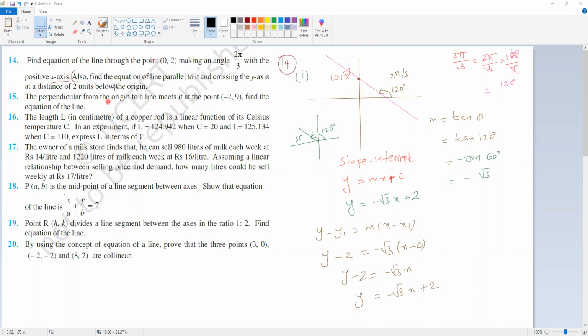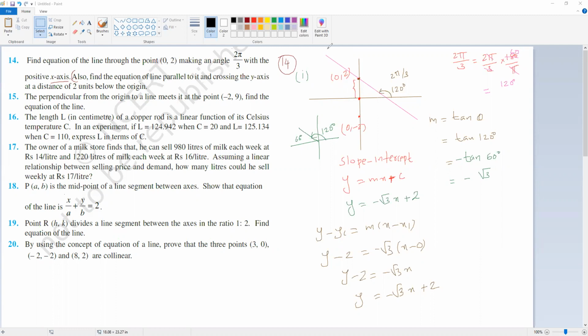Second part, find the equation of a line parallel to it. This line is parallel to the given line, crossing the y-axis at the distance of 2 units below the origin. So 2 units below the origin, what will that be? 2 units below the origin means 0 comma minus 2.